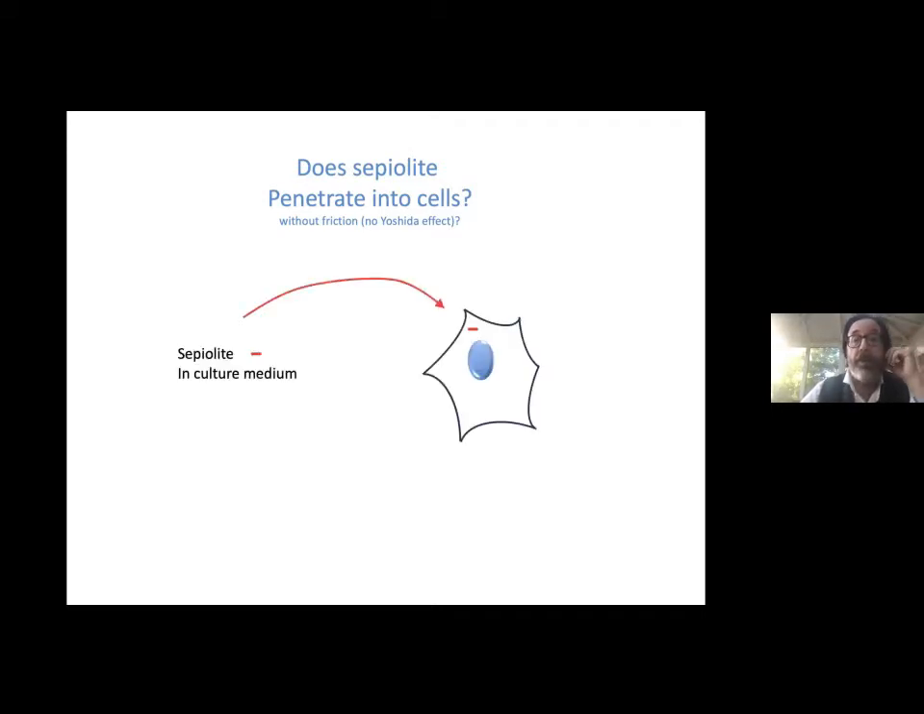So the question is, if we just add sepiolite into the culture medium, does it penetrate into the cells? Is it possible to use it as a vector for nucleic acids? What would be the toxicity? And what would be the cell response to sepiolite interaction would be the topic of this talk.